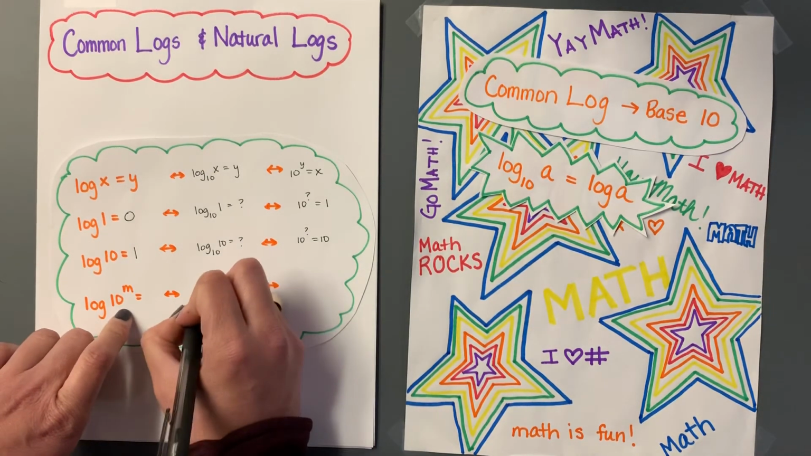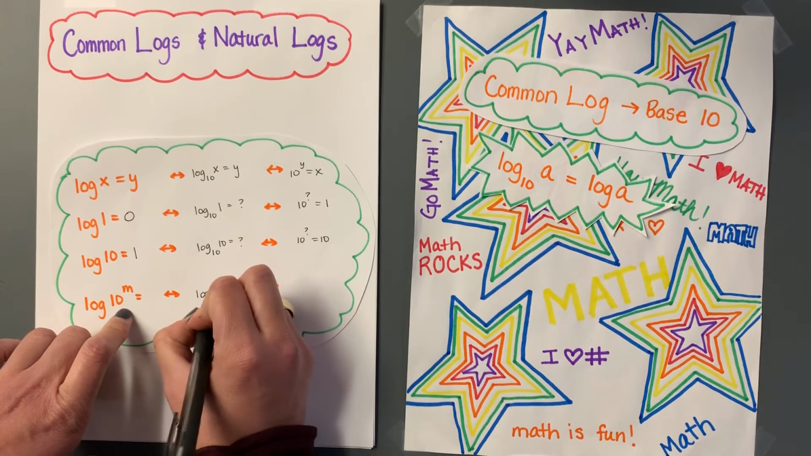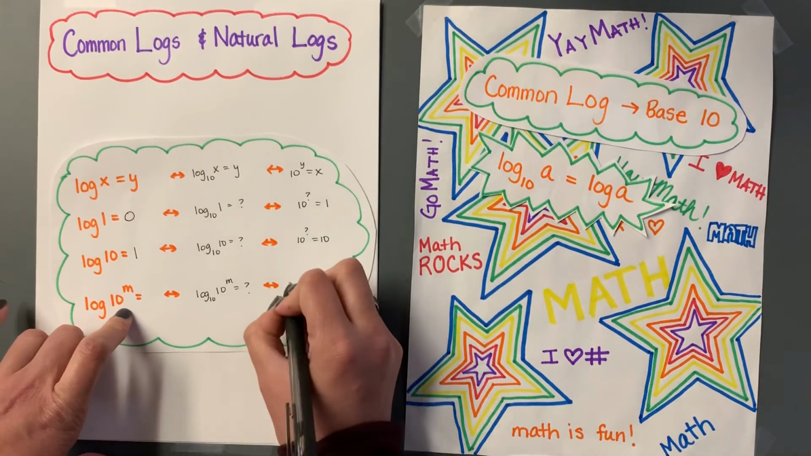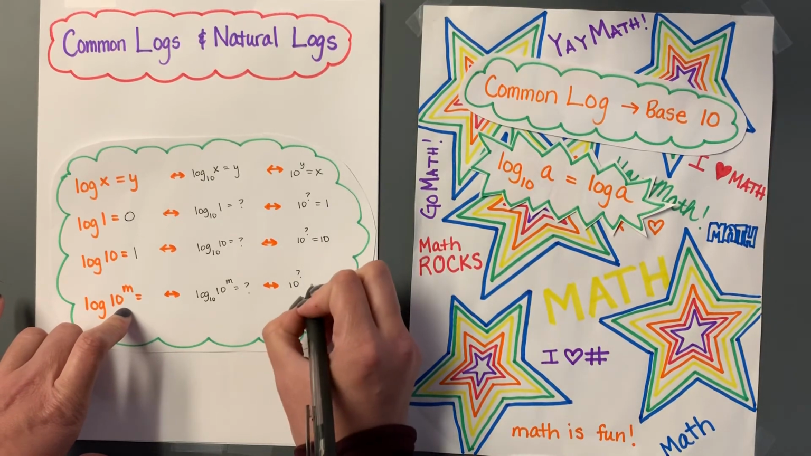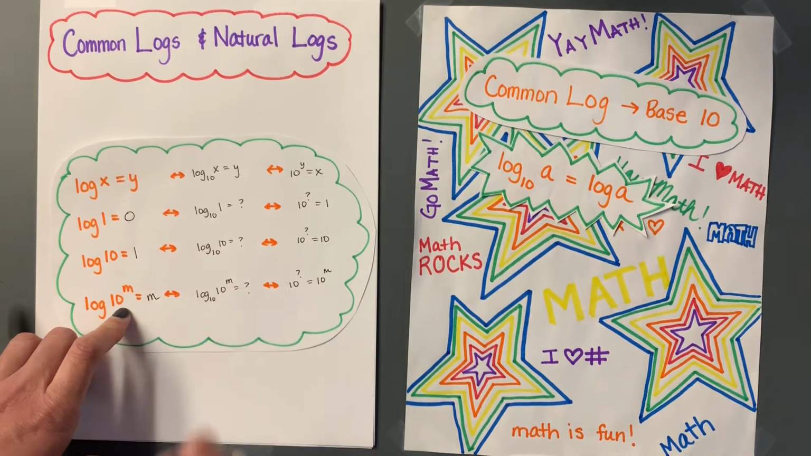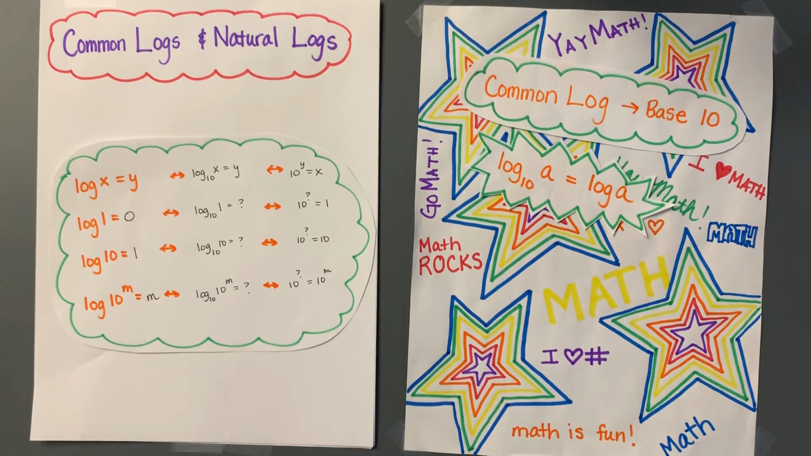Log of 10 to the m. This is log base 10 of 10 raised to the m is equal to what exponent? 10 raised to what exponent is equal to 10 to the m? That is m. So we want to have all of these in mind moving forward to make our life a little bit easier as we work with common logs.